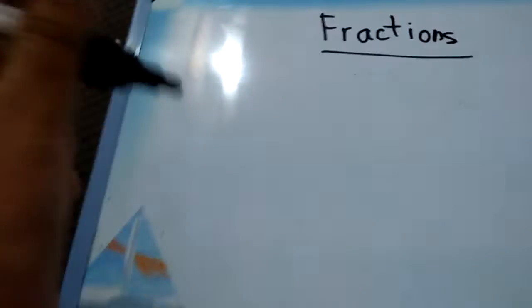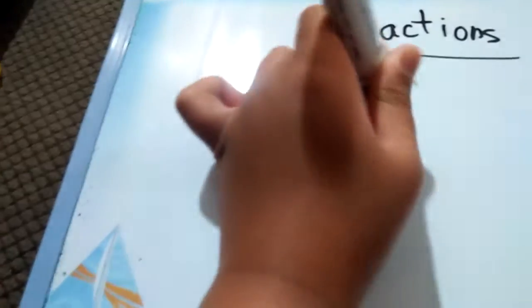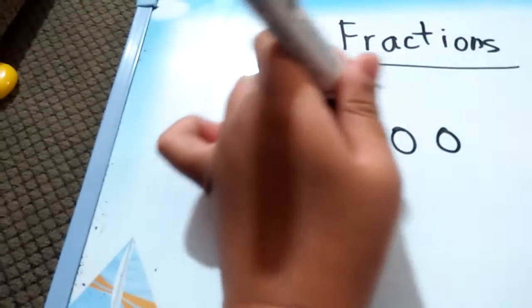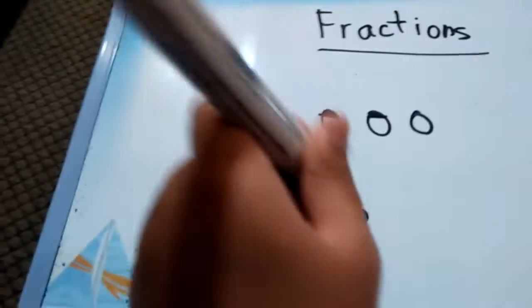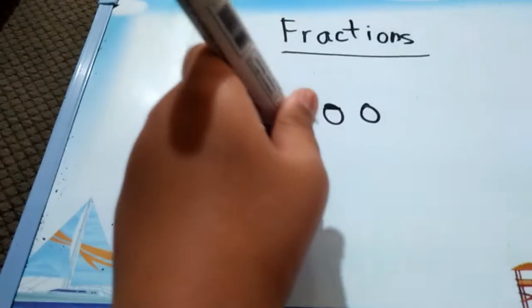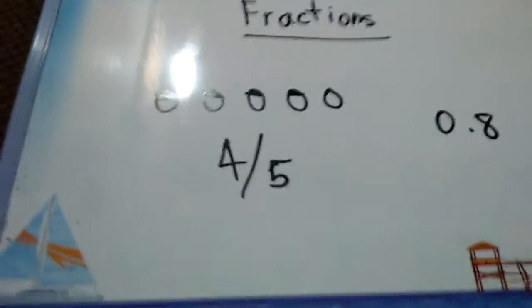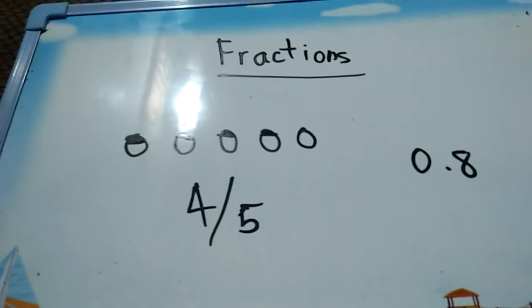Now let's do the shading part. Suppose there were 5 balls and I color 4 of them, then the fraction would be 4/5. And what is 4 divided by 5? 0.8. And so I colored 0.8 of the balls.